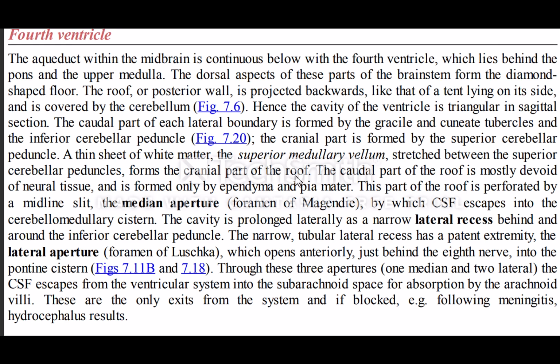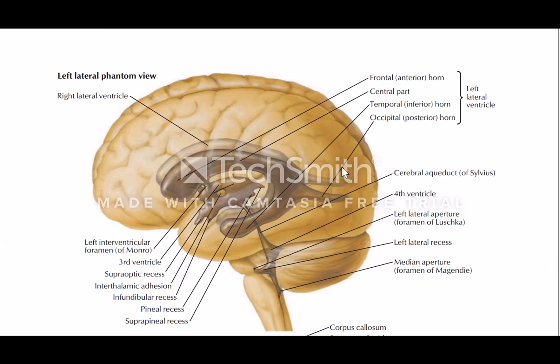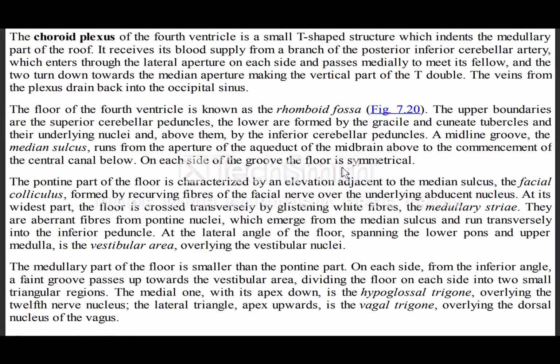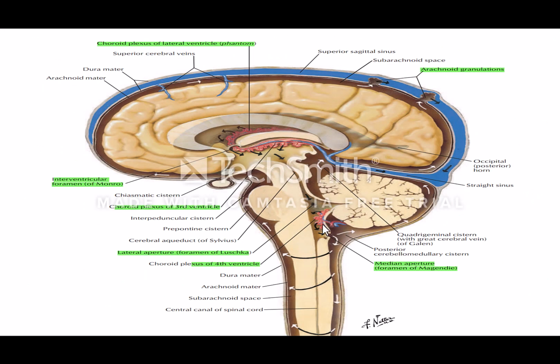So the fourth ventricle, don't feel scared by this. I just copied and pasted from last anatomy. So let's skip this. This fourth ventricle, you can see, is tent shaped. This is the floor of the fourth ventricle, and this is the roof. You can see the superior and the inferior parts of the roof.